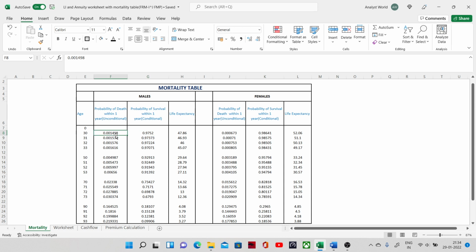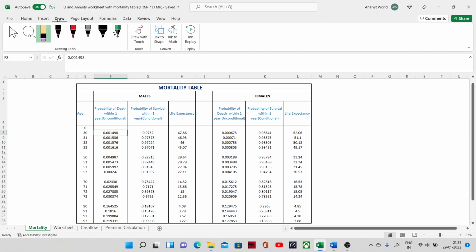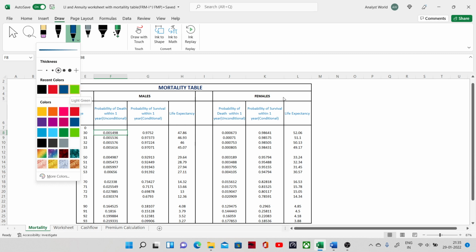Okay, so given these two figures, can we find out the probability of survival of this particular person, given that he has survived up until year 30? Yes, we could do so. Let me just do it for you.